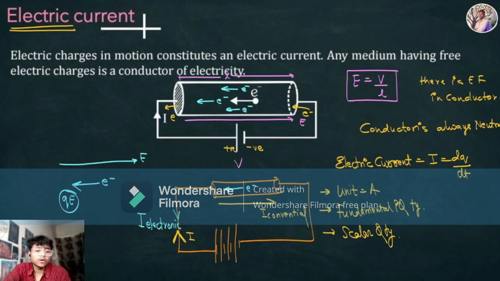So, what is electric current? The rate of flow of charge is known as electric current. It is equal to dq by dt.